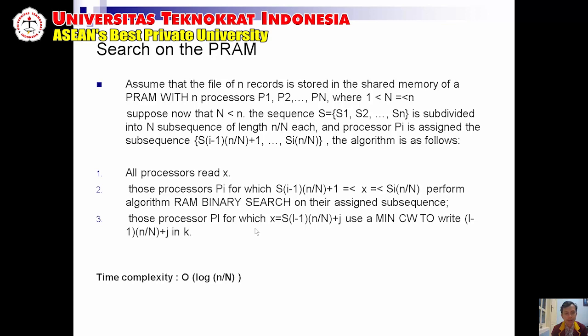Assume the file of records is stored in the shared memory of a PRAM with processors P1, P2, up to Pn, and the sequence is divided into n subsequences of equal length. Each processor Pi is assigned a subsequence. The algorithm is as follows. First, all processors read x. Second, each processor Pi performs binary search on its assigned subsequence. Third, the processors report their results.